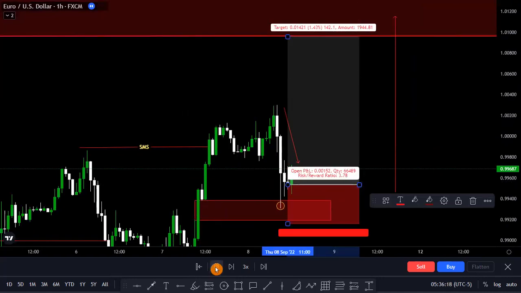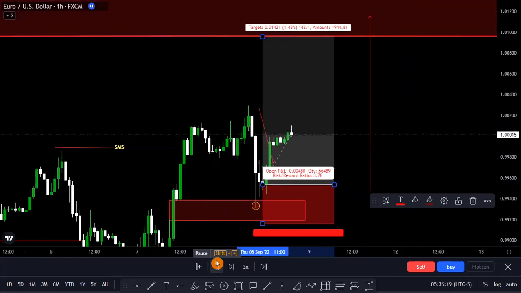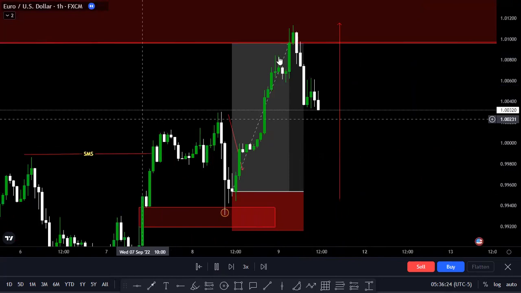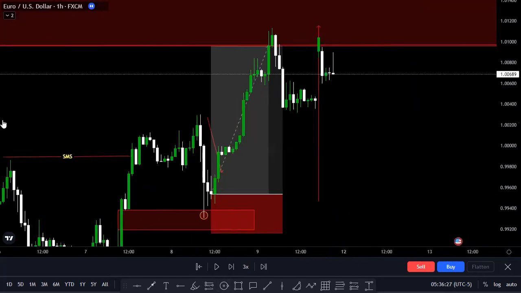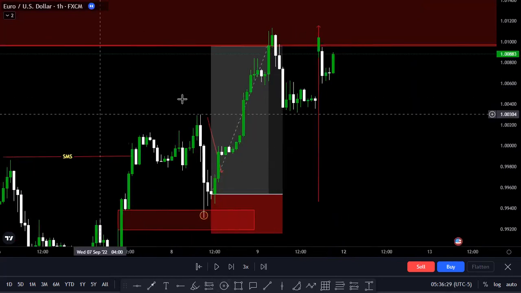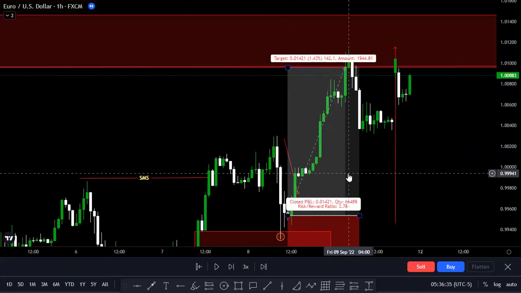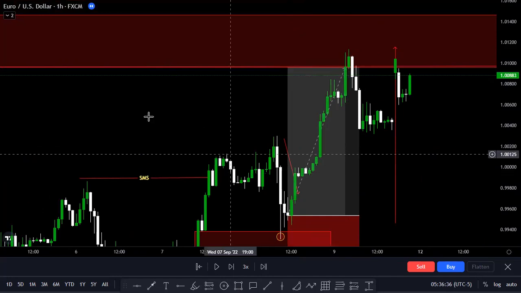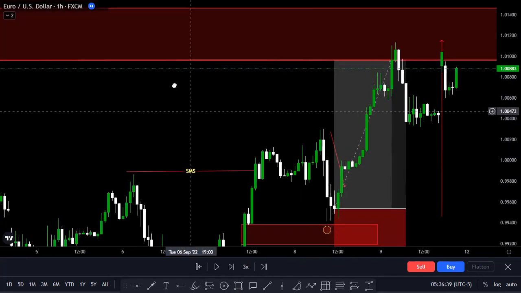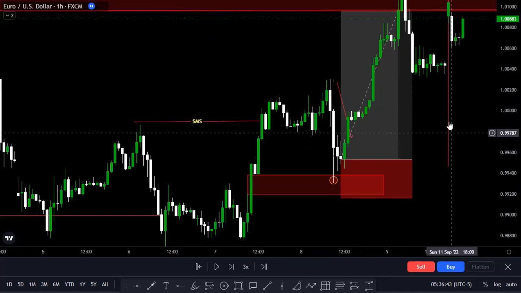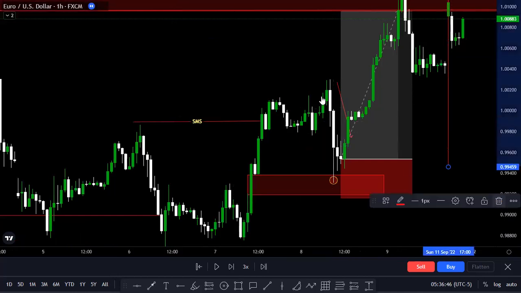So let's see what happens. And there we are. You can see the market has hit our take profit. We have a 3.78 risk to reward ratio. So that's how nice it is to understand drawn liquidity. If you understand drawn liquidity, you can trade safely and you can have the best entries.